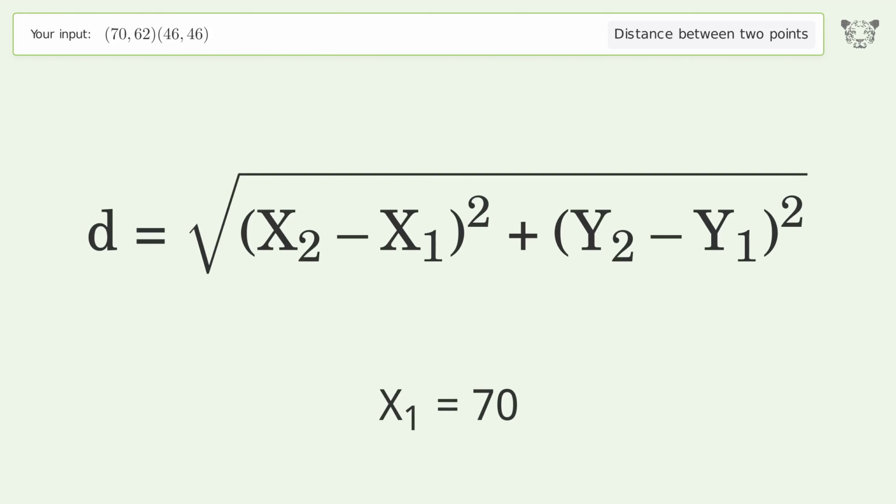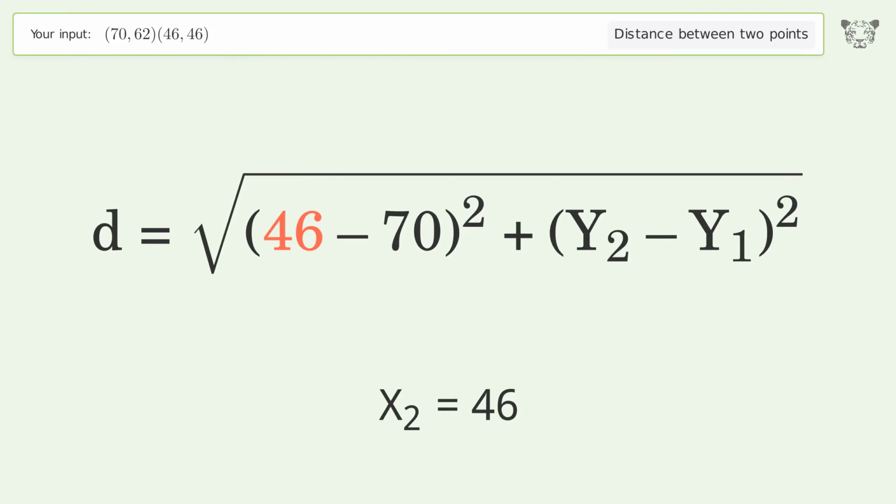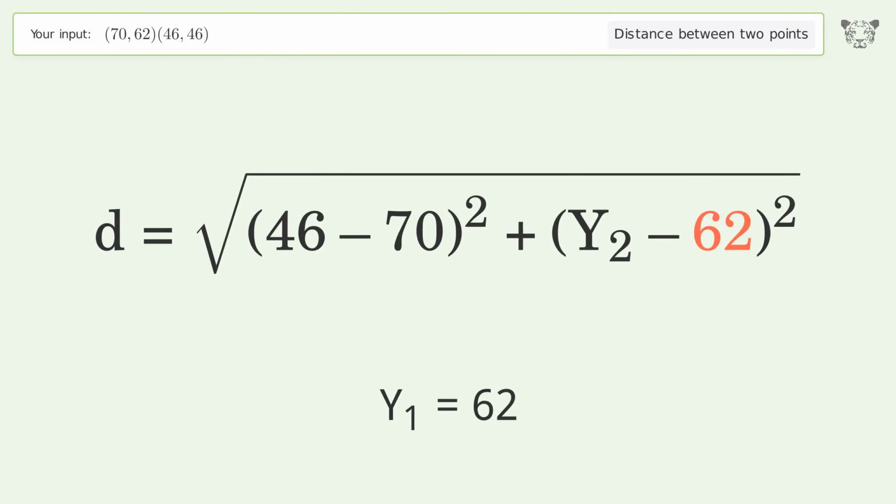x1 equals 70. x2 equals 46. y1 equals 62. y2 equals 46.